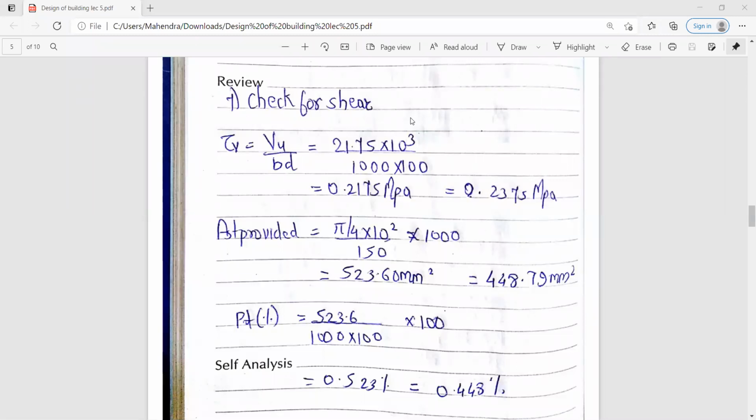Now for AST provided, again we have to use 10 mm diameter bar. So for that, pi by 4 into 10 square upon AST minimum into 1000. How much AST minimum did you get? AST minimum you had got, that is 150. So substitute the value for AST minimum. You will get AST provided.